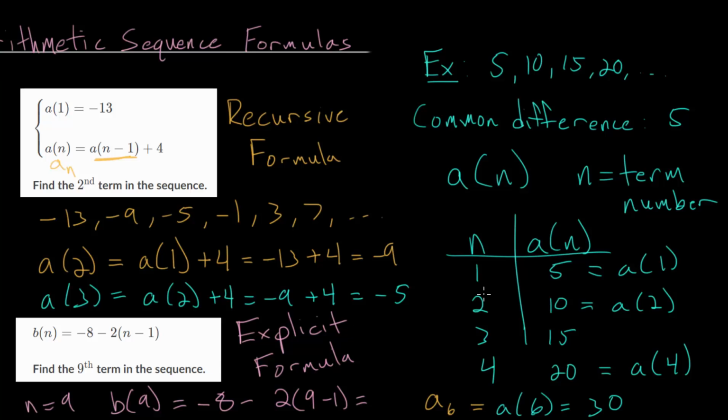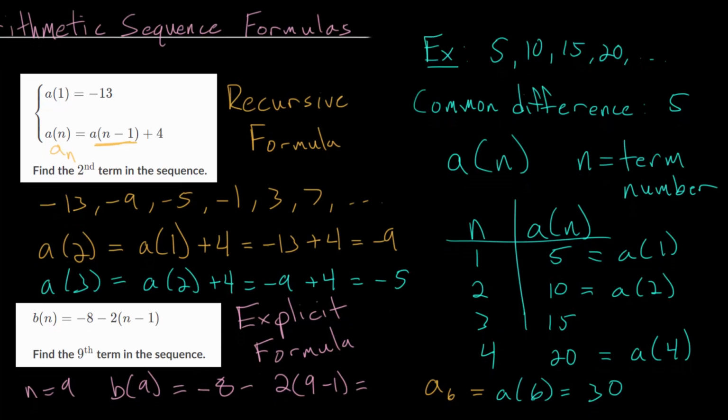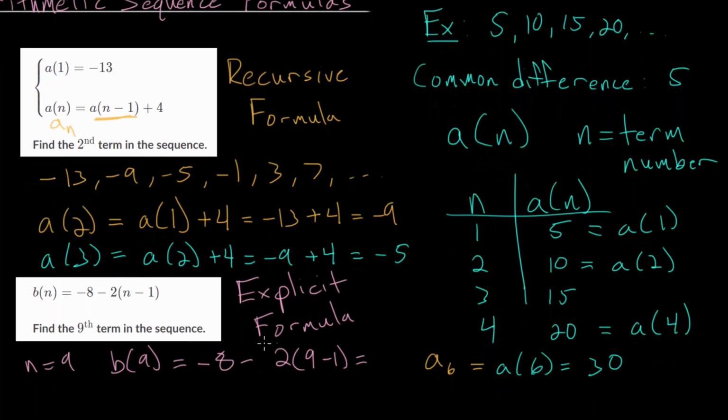And simplifying this, let me make just a bit more room here. We would have minus 8 minus 2 times 8, if we simplify the parentheses. So this is 16, so we get minus 8 minus 16. And minus 8 minus 16 would be negative 24. So it looks like the 9th term in this sequence is minus 24.